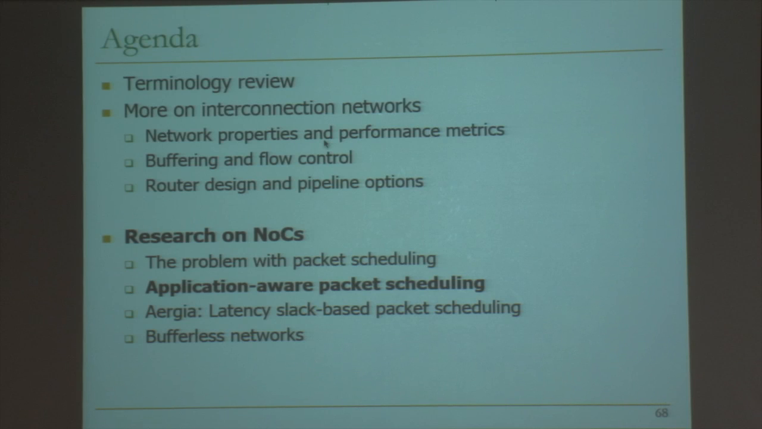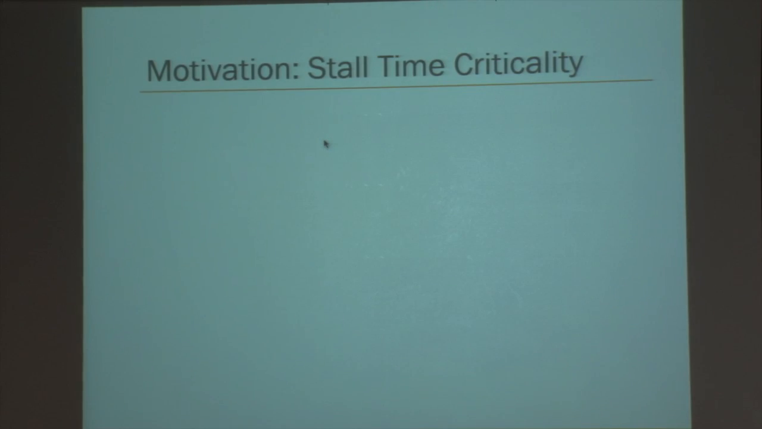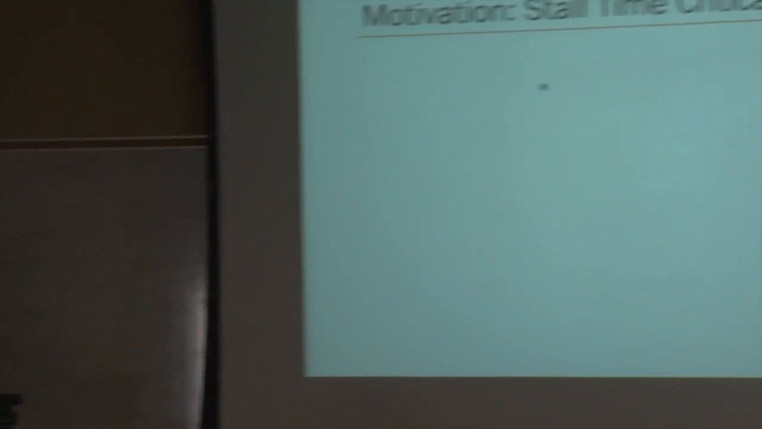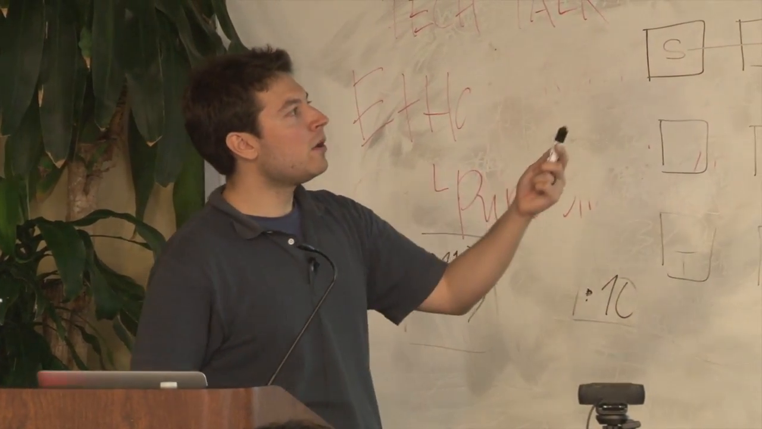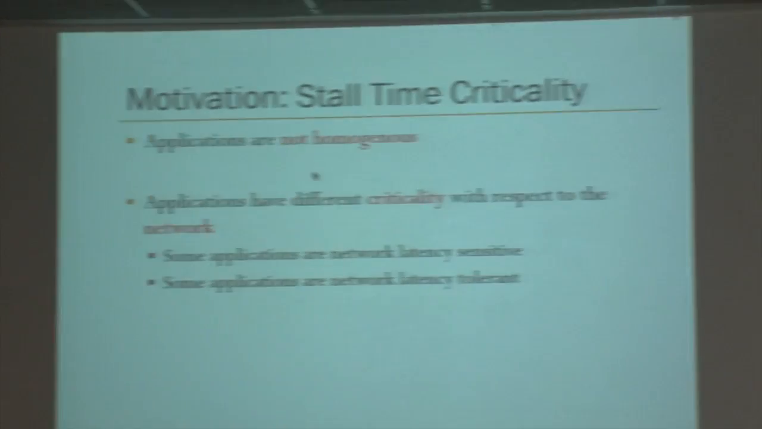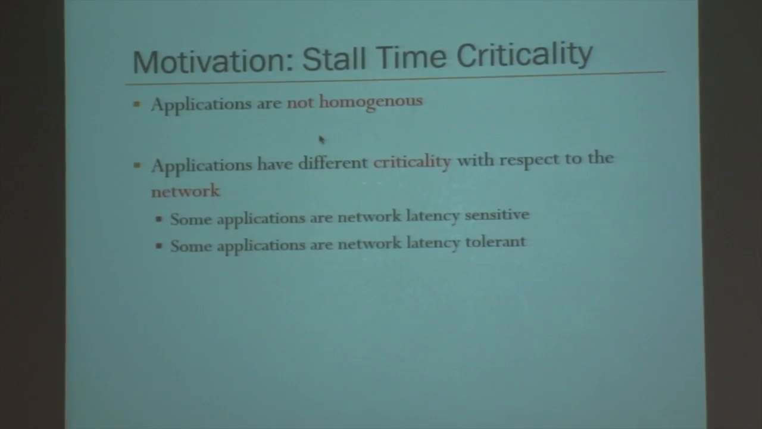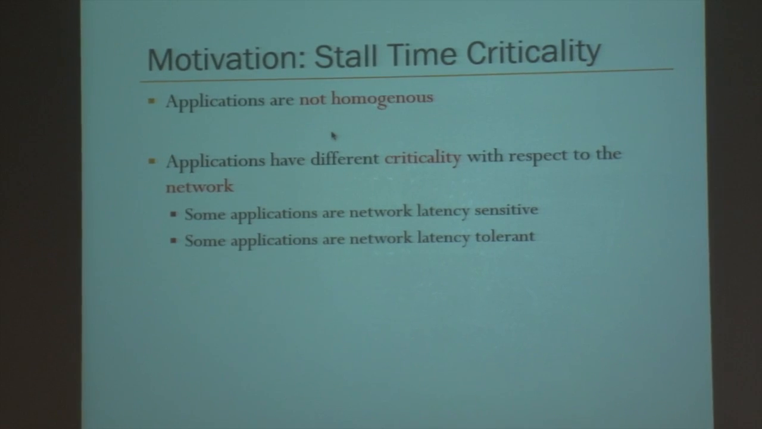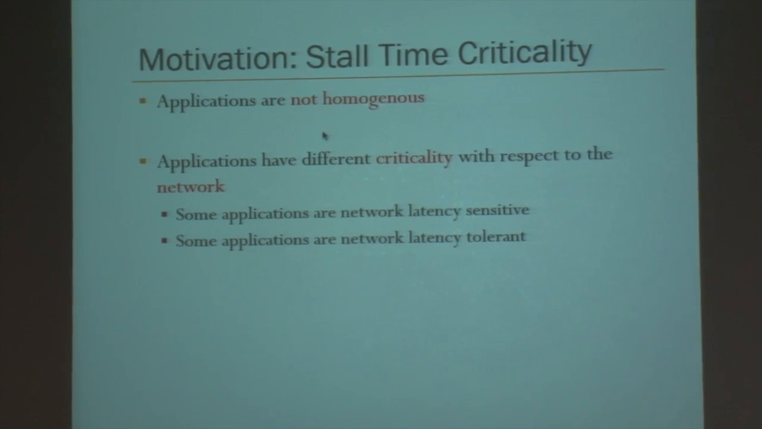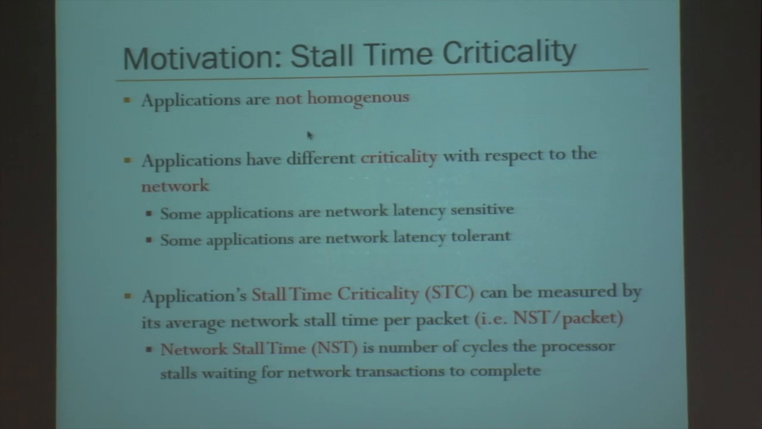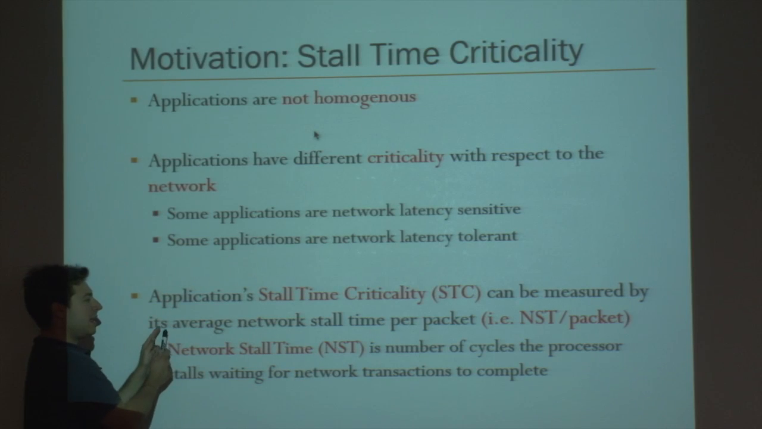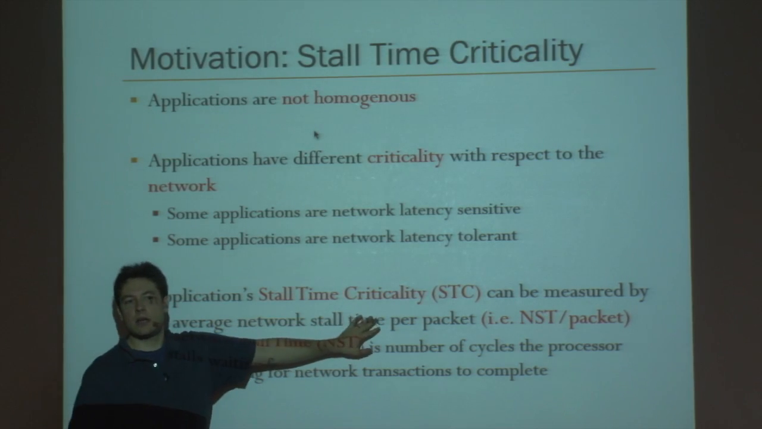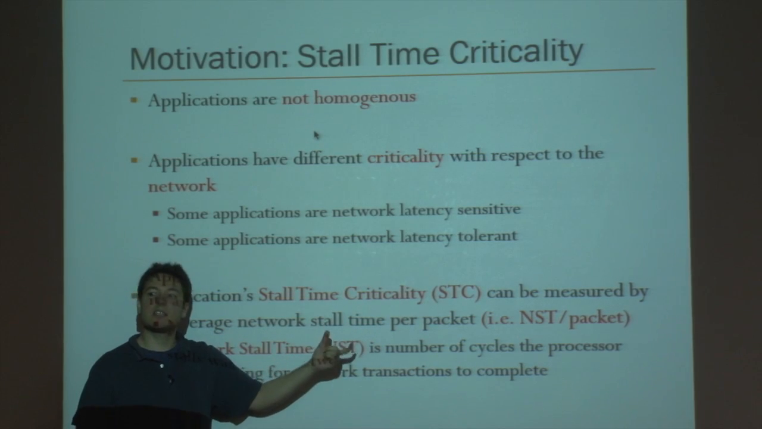So we're going to look at the first approach, which is application-aware packet scheduling. And the idea here is we tag packets with a metric that is called stall time criticality, STC. And this paper did a study that showed that applications are not uniform in their behavior, and you'll see how much they differ. And it defines the criticality of a packet with respect to network latency. And they call this the STC, the stall time criticality. This metric is essentially the average stall time that is caused by the latency of each packet.